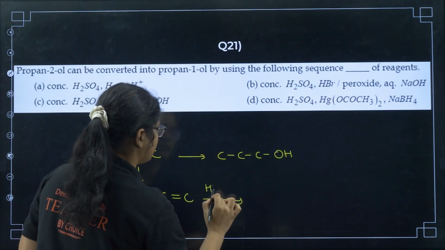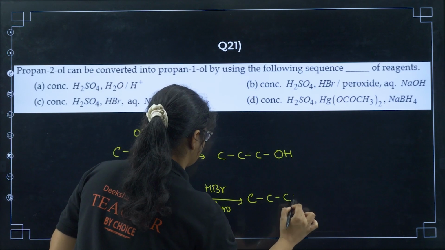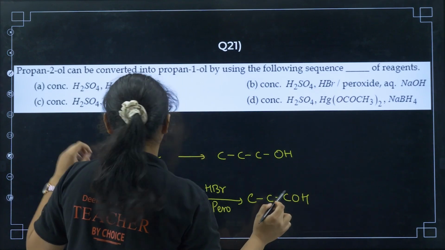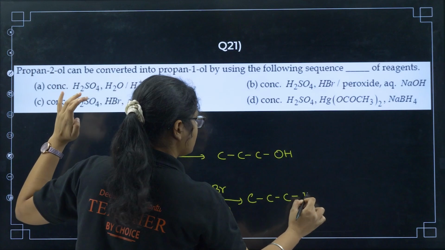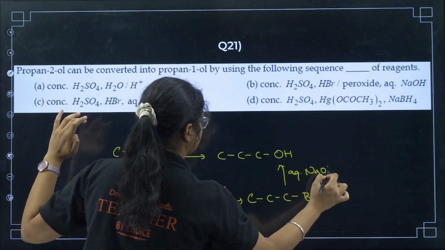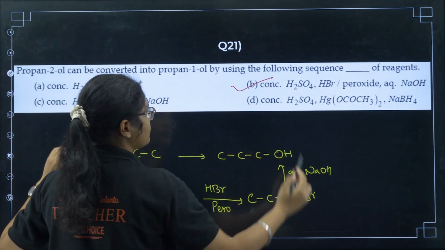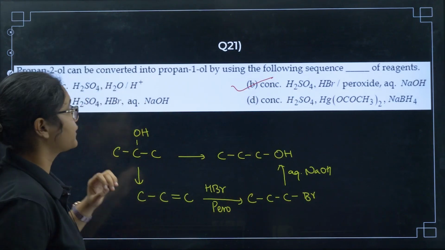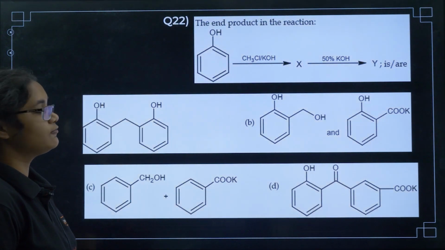So if I treat it with HBr and peroxide, what will happen? I will get Br here, anti-Markovnikov's rule. And after that if I treat it with aqueous NaOH, Br is replaced with OH, right. So the correct answer for this question will be option number B here. Okay. Next, question number 22, the end product in the following reaction.